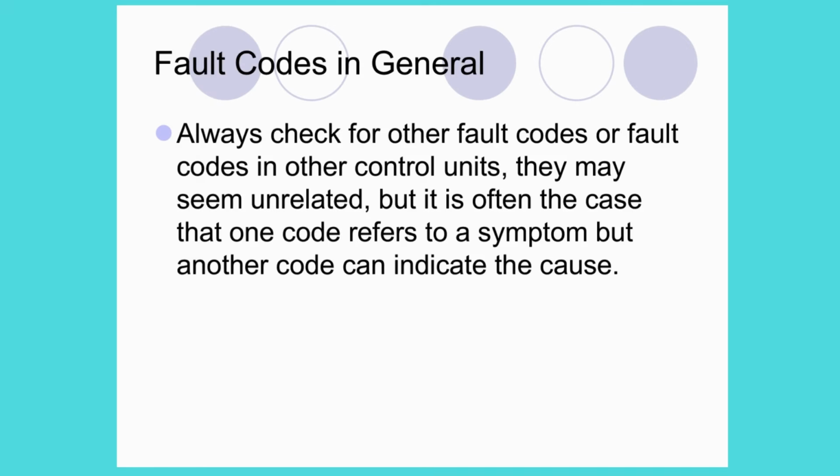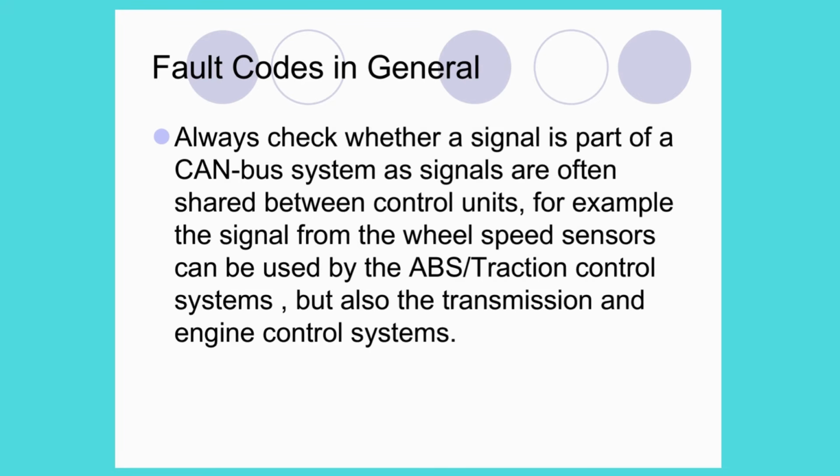Always check for other fault codes or fault codes in other control units. They may seem unrelated, but it's often the case that one code refers to a symptom, but another code can indicate the cause. Always check whether a signal is part of a CAN bus system, as signals are often shared between control units. For example, the signal from wheel speed sensors can be used by the ABS and traction control systems, but also be used by the transmission and engine control systems.